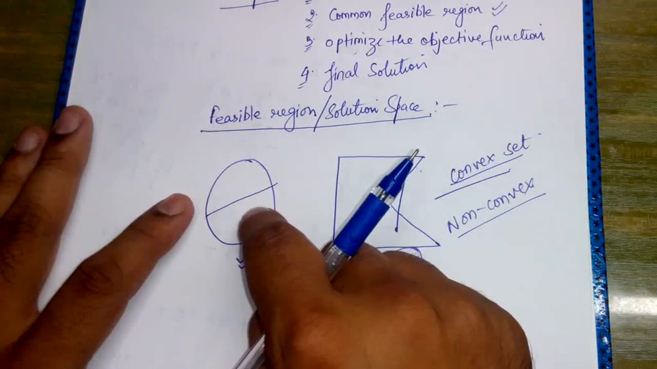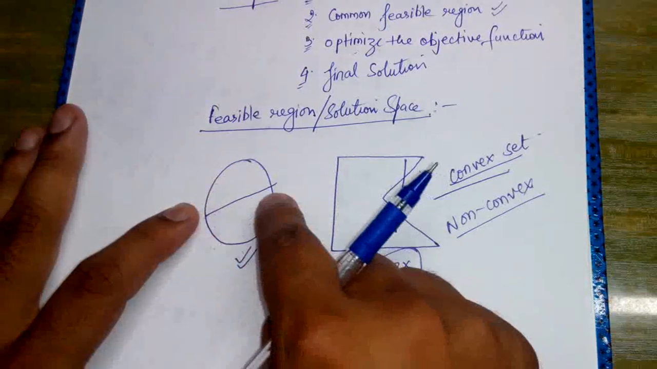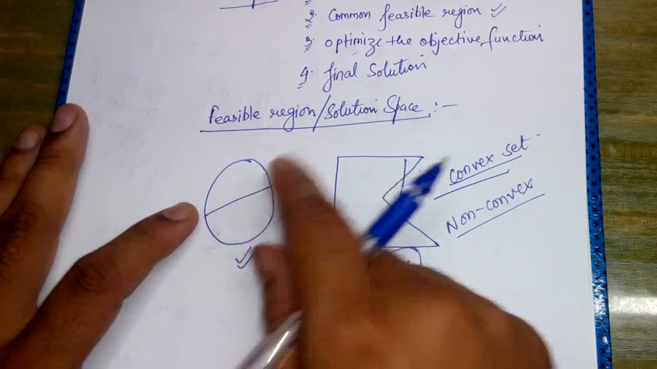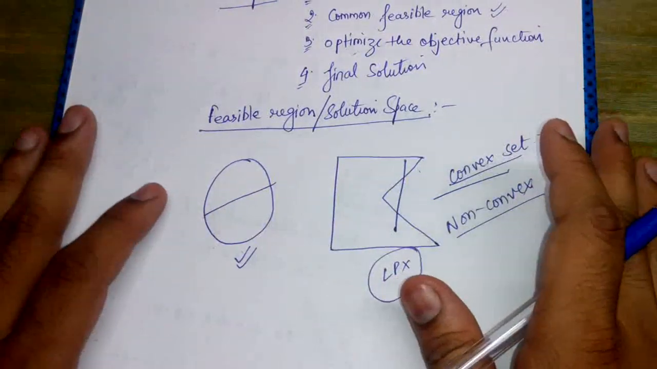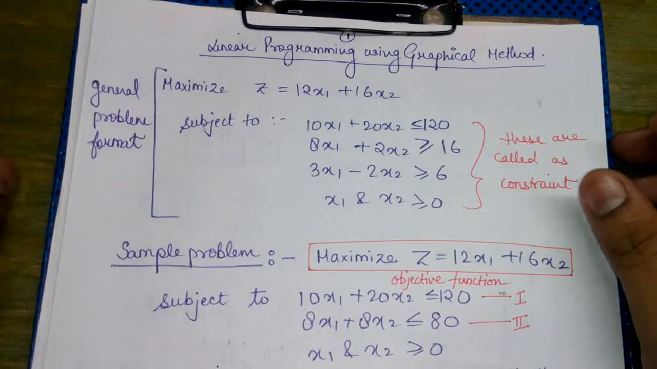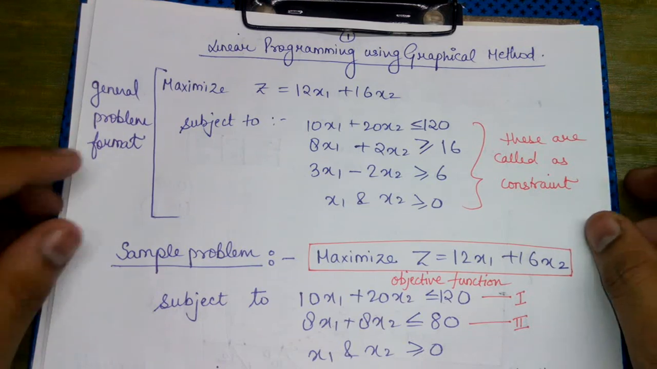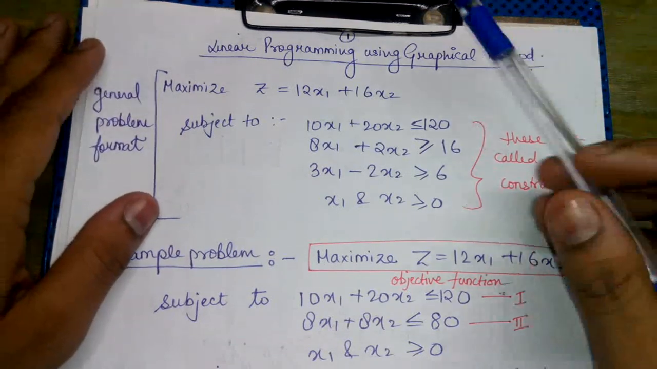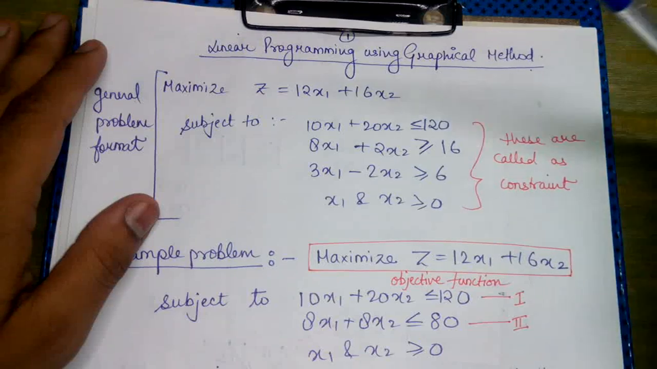So for this particular case, we are going to apply linear programming, whereas for this one we are not going to apply linear programming. Now we will discuss a linear programming problem which will be solved by the graphical method. This is a type of problem which can be given.